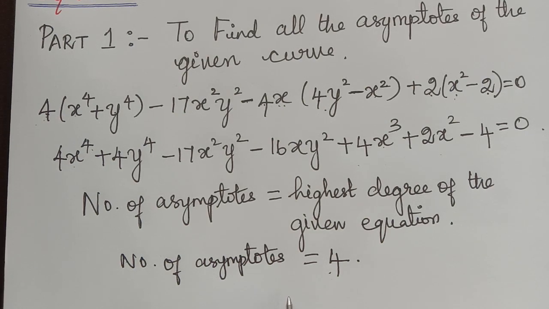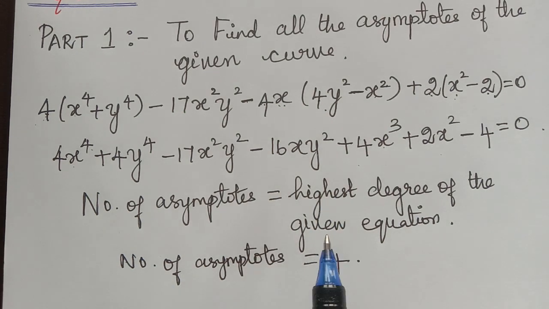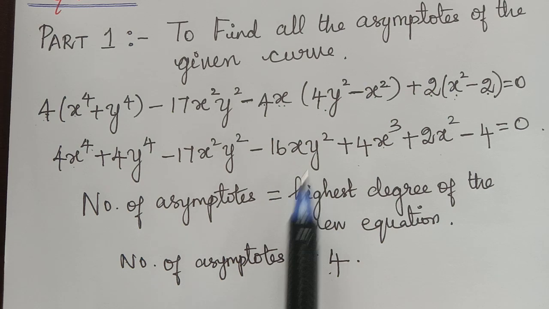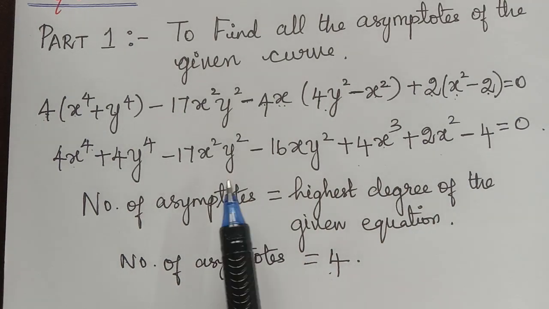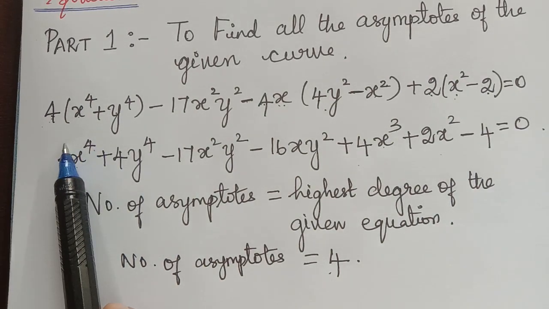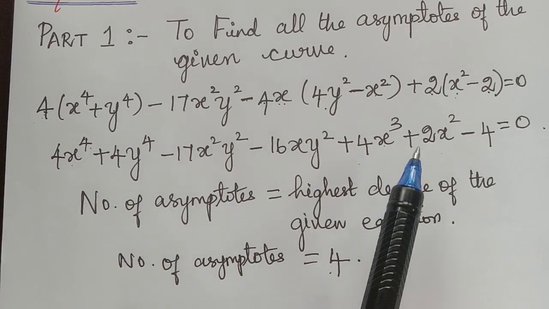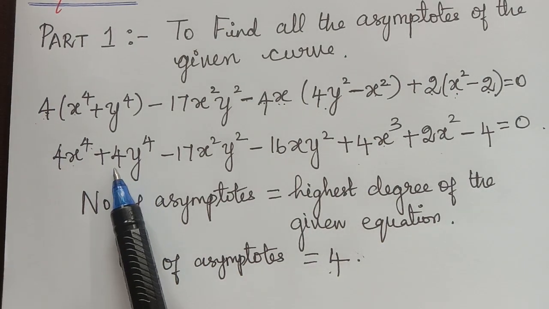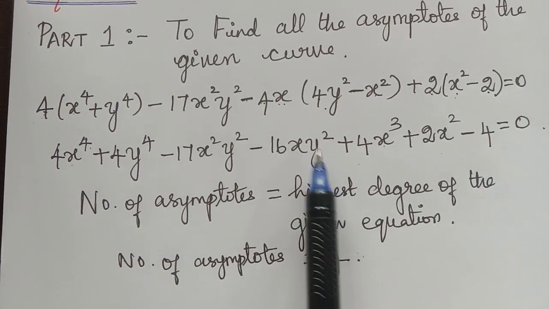Next step is we have to check whether there exist parallel asymptotes or not, for which we have to check the highest degree of x, whether there exists the coefficient for x power 4, because the highest degree is 4. We have to check whether we have coefficient for x power 4. If we see here, we have coefficient for x power 4. So therefore it exists, which implies that there is no asymptote parallel to x-axis. And we shall now check whether there is any asymptote parallel to y-axis, for which we have to check whether coefficient for y power 4 exists in this curve. If we check, coefficient for y power 4 also exists. So therefore there is no asymptote parallel to both x-axis as well as y-axis.